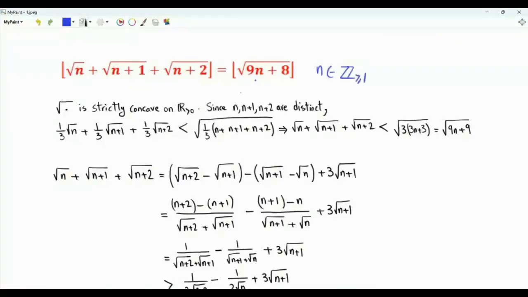N is a positive integer. The floor of the square root of 9n plus 8 is equal to the floor of this sum, the square root of n plus the square root of n plus 1 plus the square root of n plus 2.